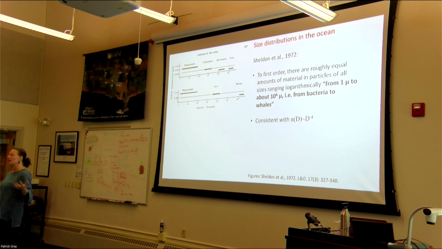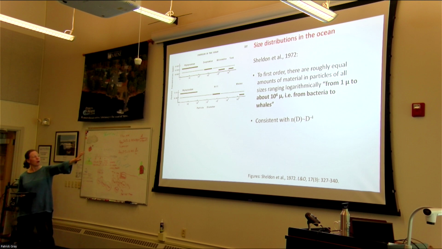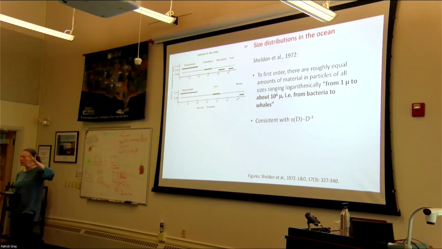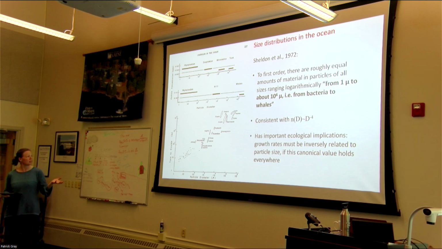So there's this canonical particle size distribution function that we think of: the number of particles as a function of diameter is approximately equal to diameter raised to the -4th power. This has important ecological implications.